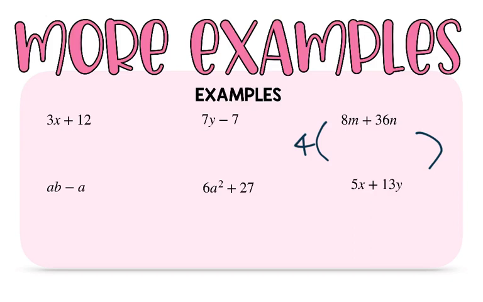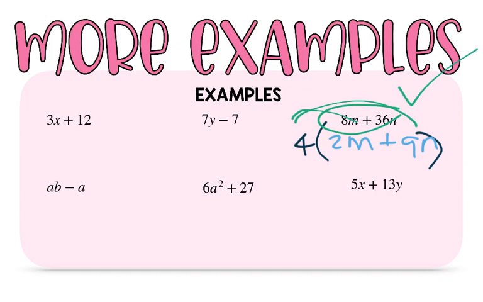And now I will take that and divide by my GCF for both of those. I don't actually write that down every time. That's just what you should be thinking in your head. So let's divide them both by 4. 8M divided by 4 gives me 2M. And 36N divided by 4 gives me 9N. And I'm done. Again, if we want to check, always distribute it back out and make sure that it matches the original.